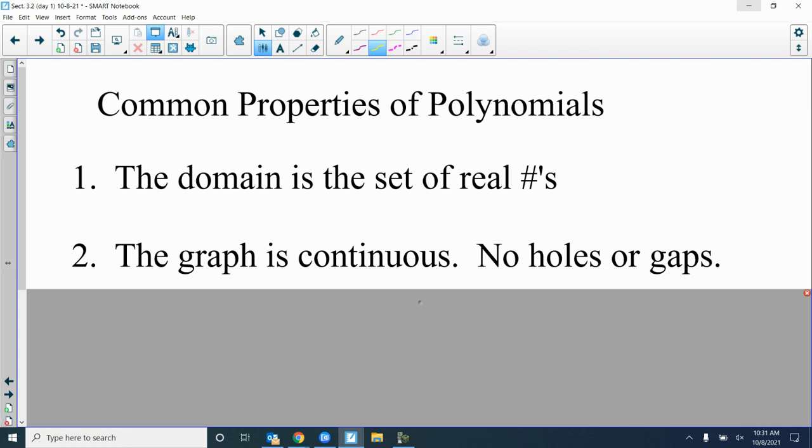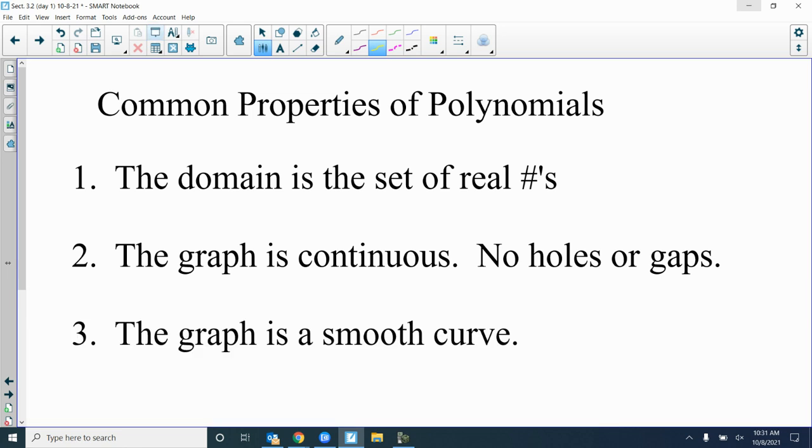The graph is continuous. Okay, no holes or gaps. It's not like those piecewise functions where they can jump. And the third thing, it's a smooth curve. You're not going to have any sharp corners. It's not going to be linear at any point. Well, except the first degree will be linear. But anything above that will be some form of a curve.